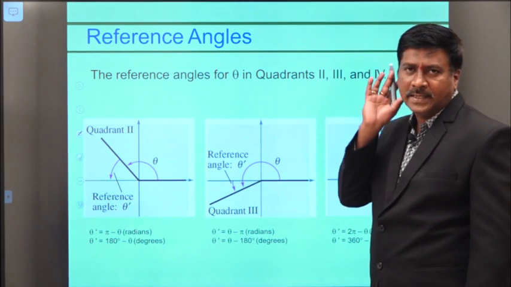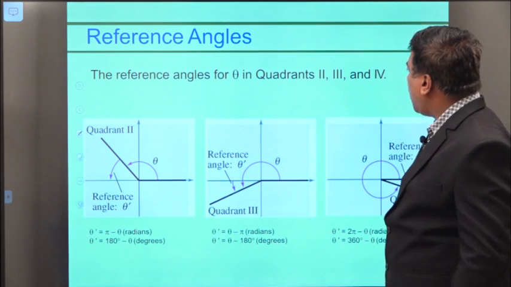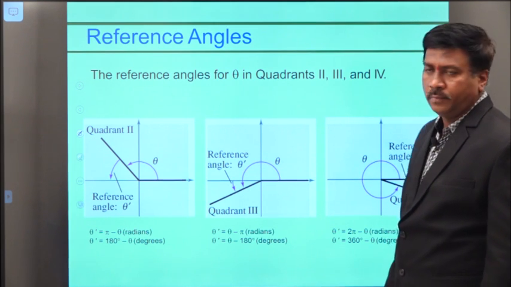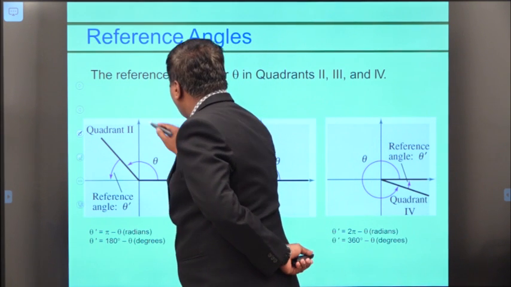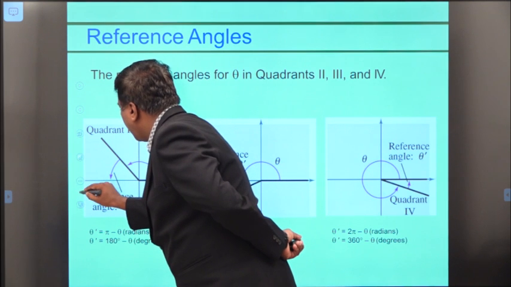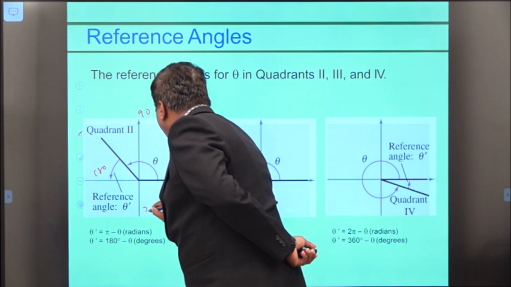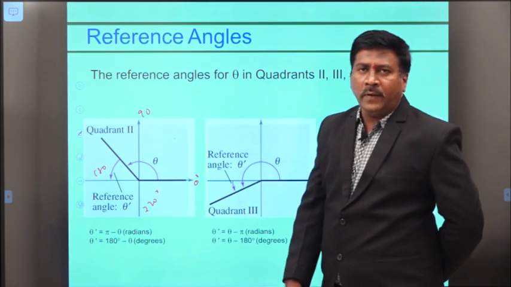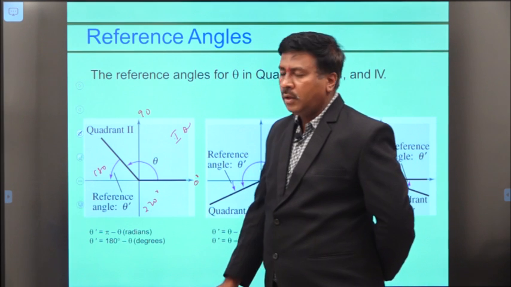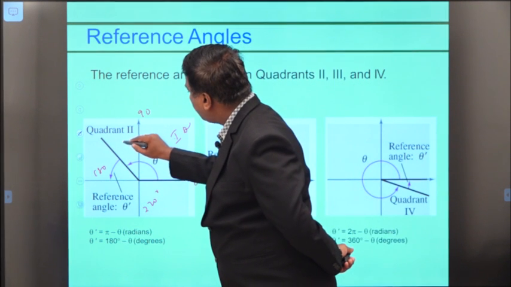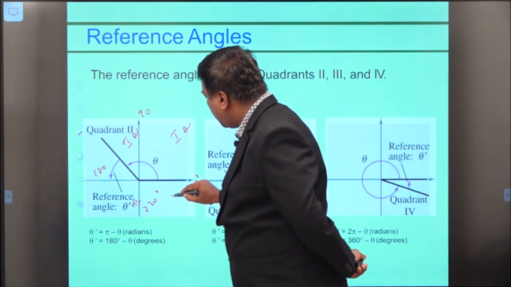Coming to the next concept, reference angles. The reference angles for theta in the second, third and fourth quadrants. Because this is 0 degrees, we have to start with 0, and this is 90 degrees, this is 180 degrees, and this is 270 degrees. Whatever the angle is in between 0 to 90 comes under the category of the first quadrant. In between 90 and 180 is the second quadrant, then the third quadrant, and this is the fourth quadrant.